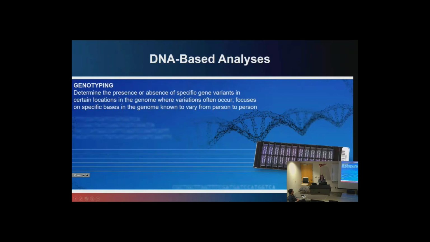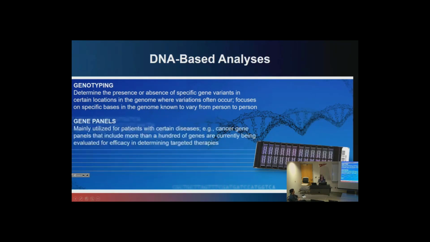Genotyping is performed to determine the presence or absence of specific gene variants in certain locations in the genome where variations often occur. It focuses on specific bases in the genome known to vary from person to person. A good example of this is the Sanford chip. There's plenty of educational material and information on this on the Imaginetics website if you would like to learn more about it. How many SNPs on the Sanford chip? Over 700,000. I believe 740,000, out of 3 billion nucleotides.